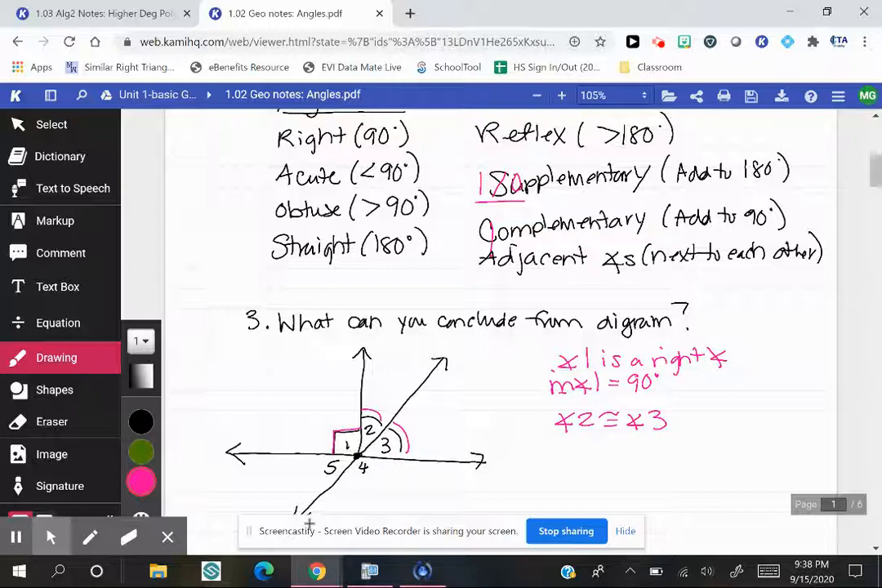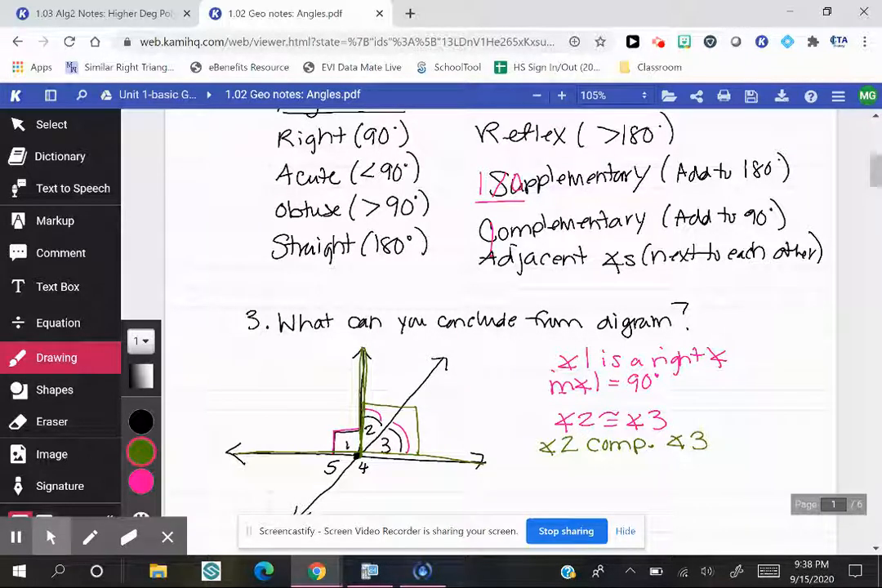We also know that if angle 1 is a right angle, then these 2 lines are perpendicular because they're forming right angles, which means this side must also be a right angle. So if that's the case, then we know that angle 2 and 3 must add to 90, which means they're complementary. So I could write angle 2 as complementary, I'm just abbreviating, to angle 3.